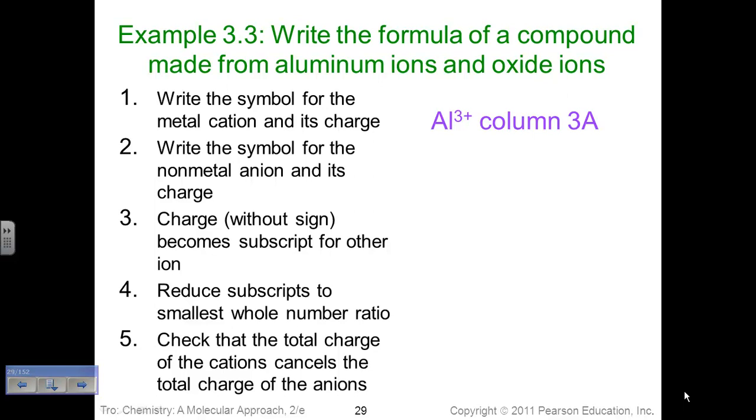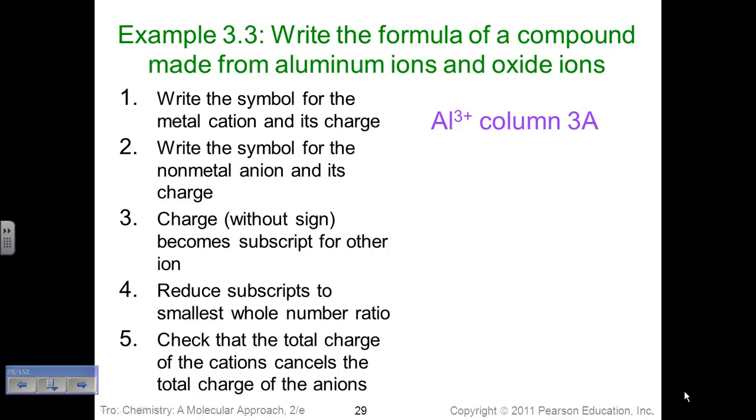Write the symbol for the nonmetal anion and its charge. Well, the anion is oxide. Here the "ide": negative ions end with "ide." The element's name is oxygen. Its negative ion is now called oxide. Find it on the periodic table. See where it is? It's number 8. The symbol for oxygen is O.